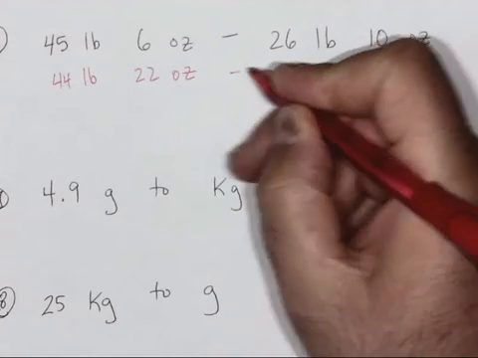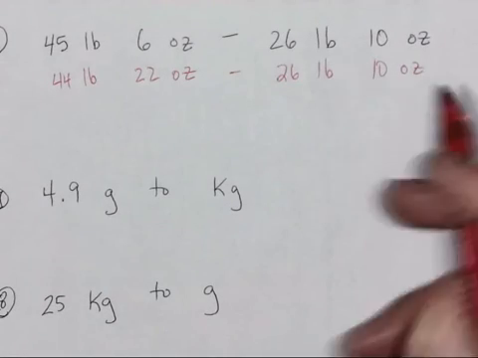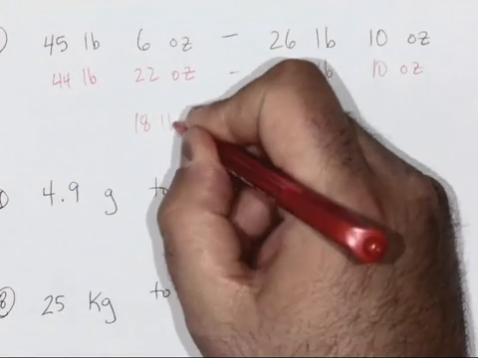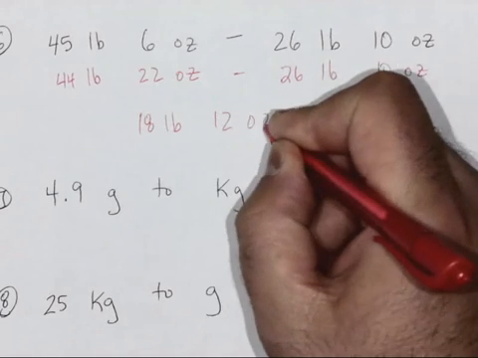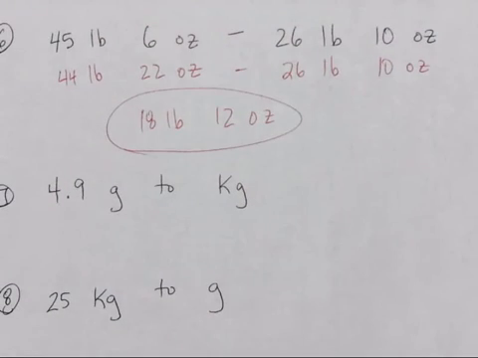And in doing so, that makes the problem easier because now I can not only subtract the pounds, 44 minus 26 is 18, but I can also subtract the ounces. 22 minus 10 is going to give me 12. And so that's the best way to approach those problems.